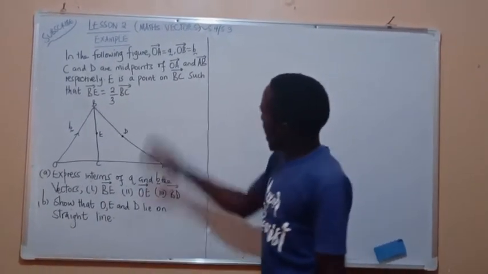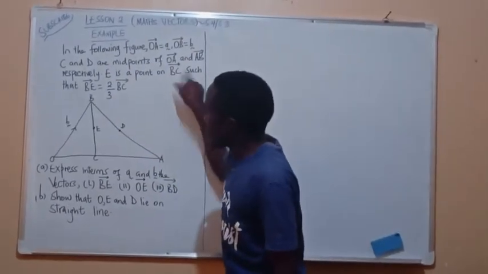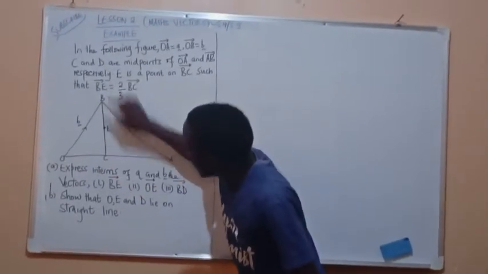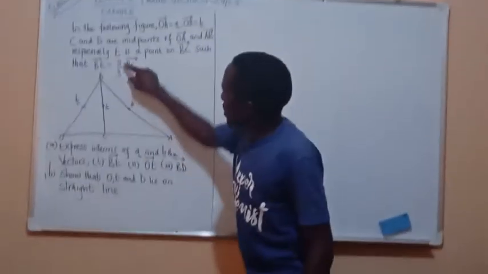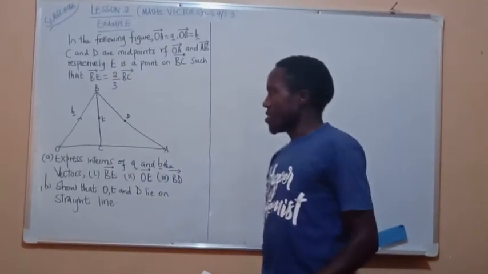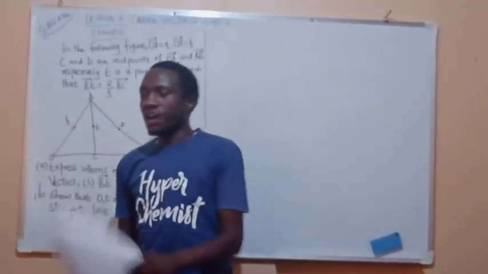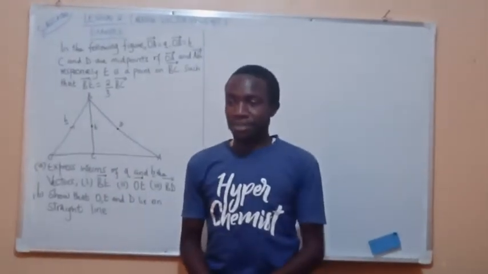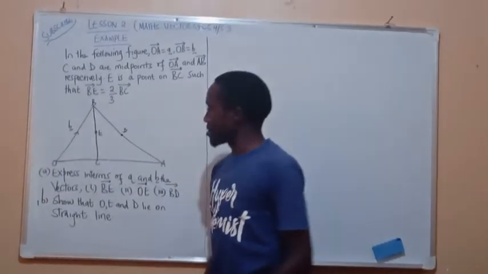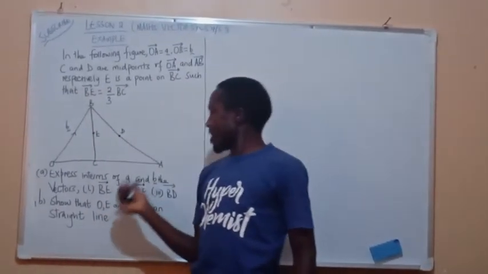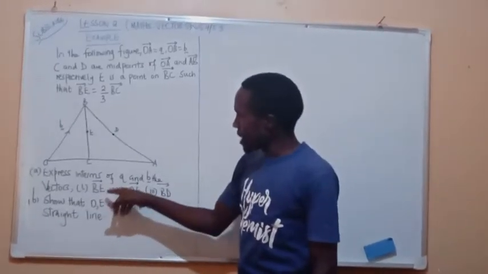Other things which they add: they have said that E is a point on BC, such that to get BE, we shall be getting 2/3 of BC. The moment you finish interpreting this question, the rest of the things become as easy as can be. I see Frank smiling. That is good. It means that the question is very easy. The part of the question is saying express in terms of A and B the vector BE. So let's see how we get vector BE.